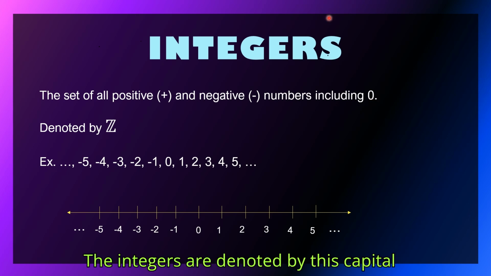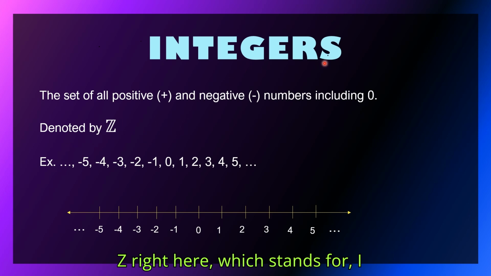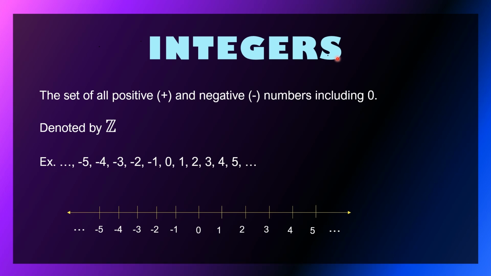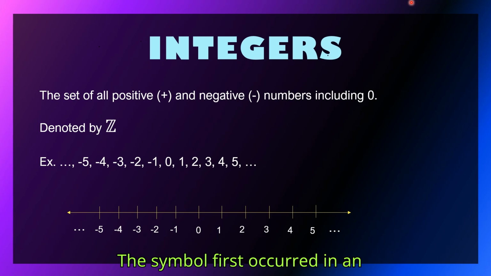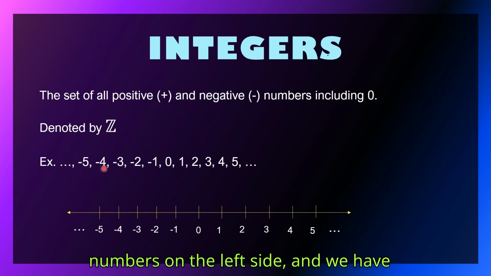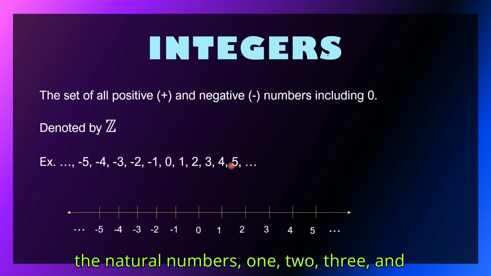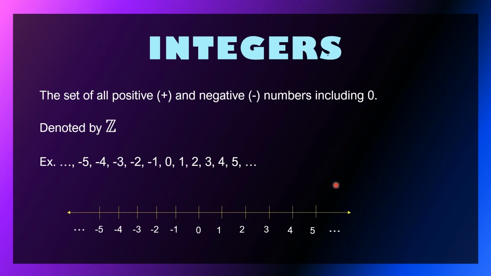The integers are denoted by this capital Z right here, which stands for, I believe, Zahlen, a German word for integers or numbers. The symbol first occurred in an algebra written by the collective Nicholas Bourbaki, dating to 1947. I apologize if I mispronounced the name. And here we have all the negative numbers on the left side, and we have the 0, and on the right we have the natural numbers, 1, 2, 3, and so on.